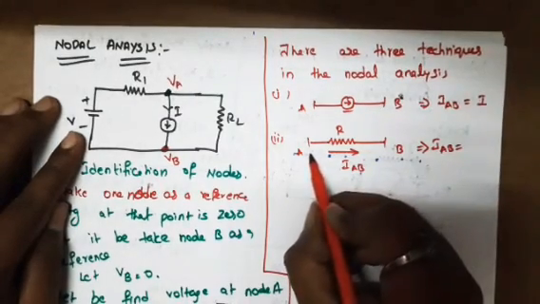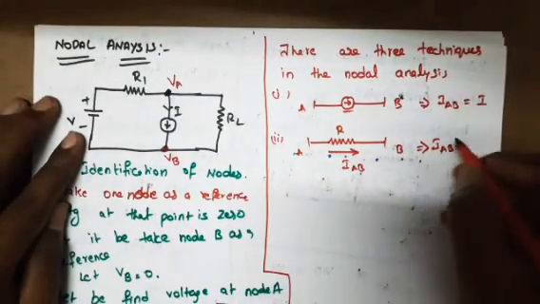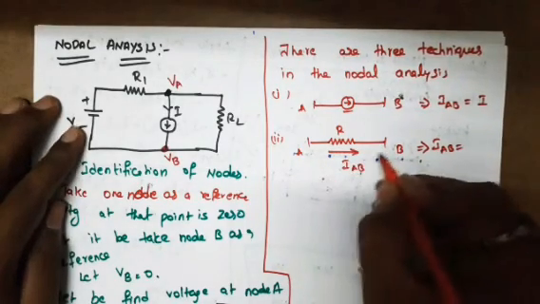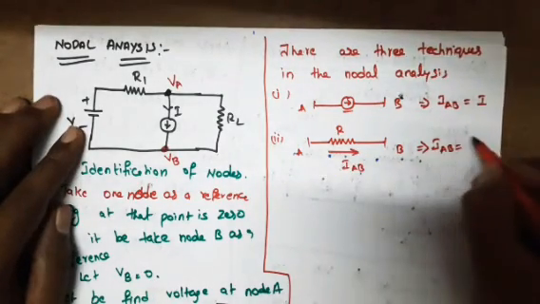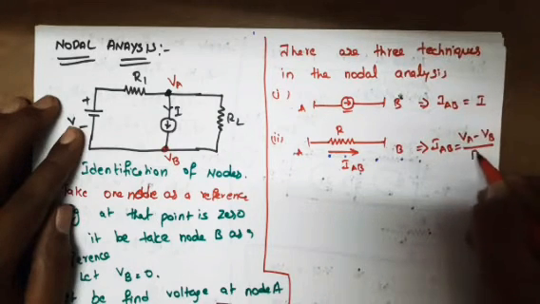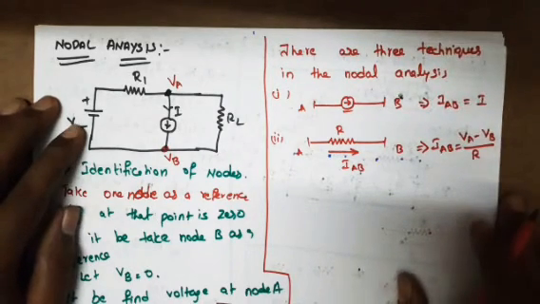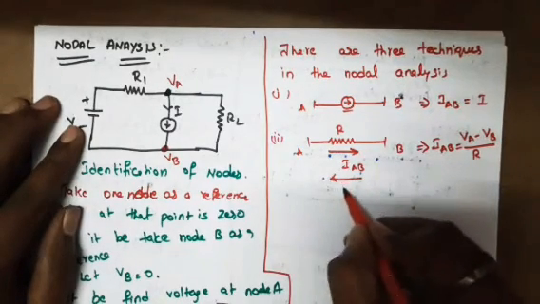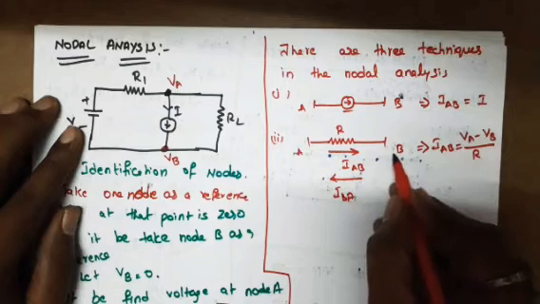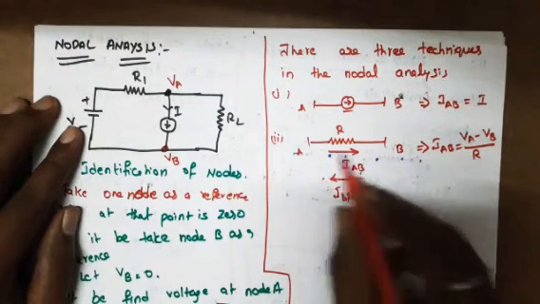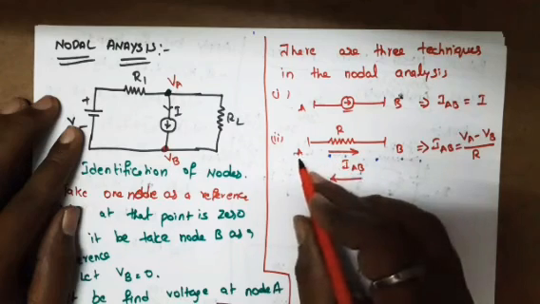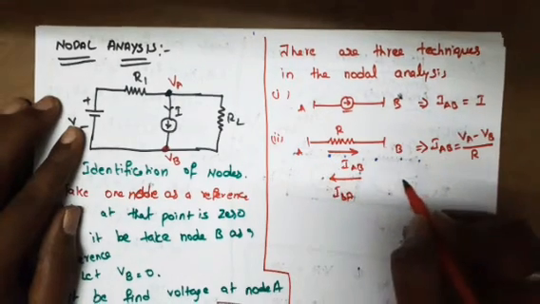IAB is equal to... here the current is flowing from A to B. So what is the higher voltage? Always the current flows from high potential area to low potential area. Here the high potential is VA. So IAB is VA minus VB by R. Let us assume one more case, IBA, the current flowing from B potential to A potential. Why? Because B is at higher potential, so the current flows from node B to node A. Then what happens?